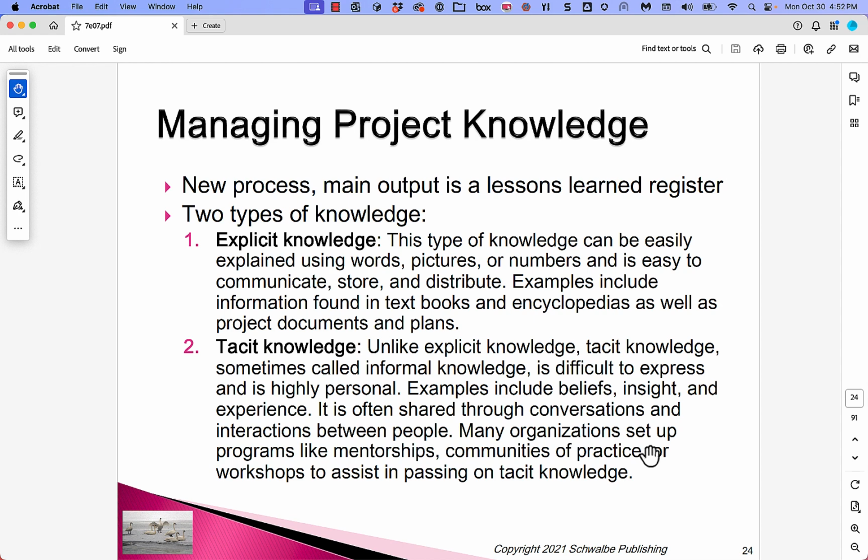Tacit knowledge, unlike explicit, sometimes called informal knowledge, is difficult to express and highly personal. Examples include beliefs, insight, and experience. It's often shared through conversations and interactions with people. Many organizations set up programs like mentorships, communities of practice, or workshops to assist in passing on tacit knowledge.